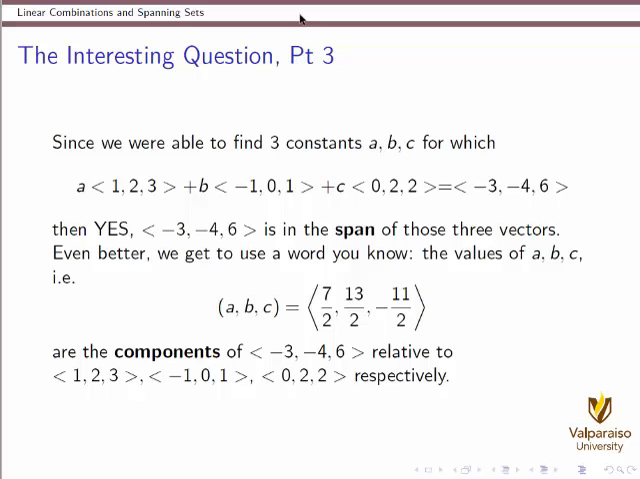Those three regular vectors, the 1, 0, 0, 0, 1, 0, and 0, 0, 1, are not the only trio of vectors that span all of R3. Well, not any, but there are other sets of 3 that do, like the ones currently at hand, for example. And so those coefficients that we discover that allow us to write this new vector as a linear combination of the other 3 are the components of that vector relative to the other 3.